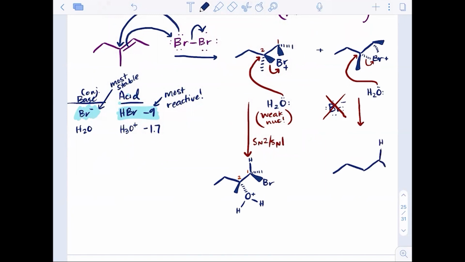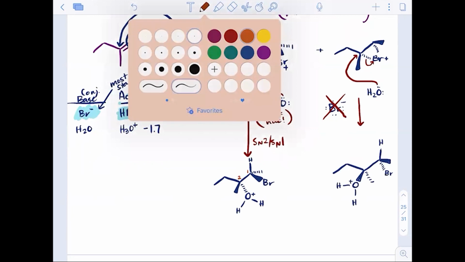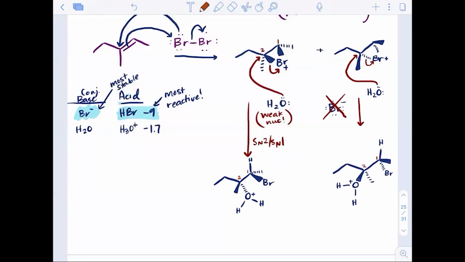The reason why a backside attack can happen here is primarily because we have a reactive bridged intermediate, right? We did not have that before in our reactions in chapter 7 and our SN2 reactions. So what's important to note here is why this tertiary carbon is really reacting in a concerted style, with nucleophile attack and loss of a leaving group: it's because it's a different type of electrophile. It's a bridged three-membered ring, which is highly reactive. All right, so we still see anti-addition, right? And we do see regioselectivity here.